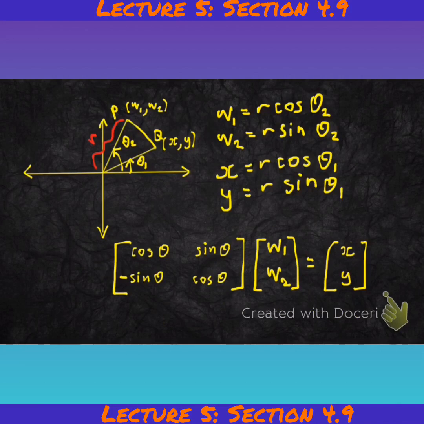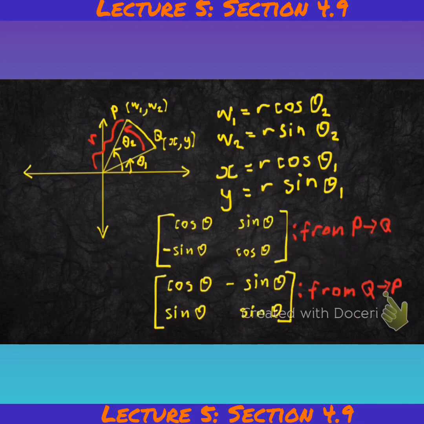So let's say we were to reverse this transformation. So let's say we want to find the transformation from the point Q right back to the point P. Then what would that transformation matrix look like? So there we have the two cases. So transformation from P to Q as given by that matrix, and then the transformation back from Q to P as given by that matrix.